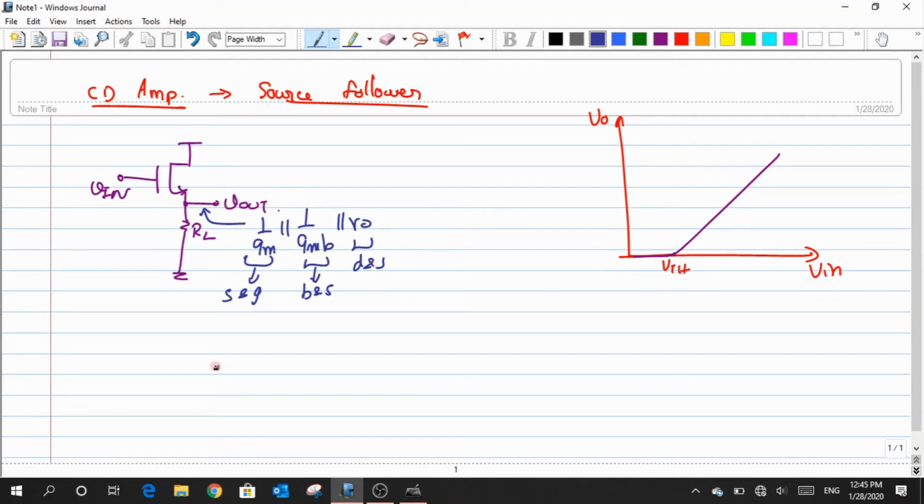So when we do so, we actually end up with something like this, where I have 1 by GMB in parallel with R naught in parallel with Rs, or RL in this case, and I have this 1 by Gm. This whole top term has to be repeated here.